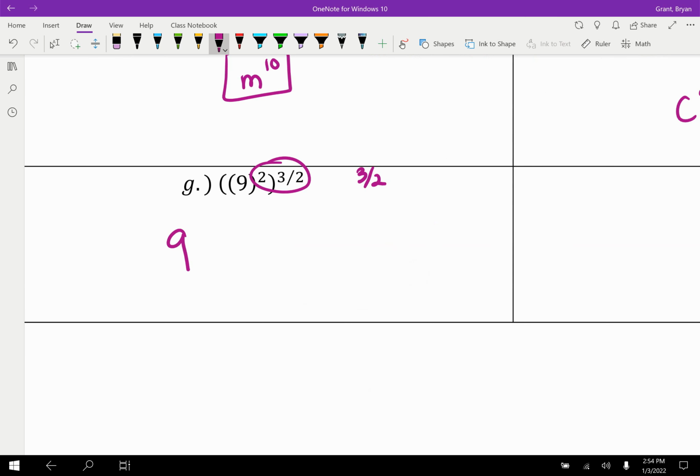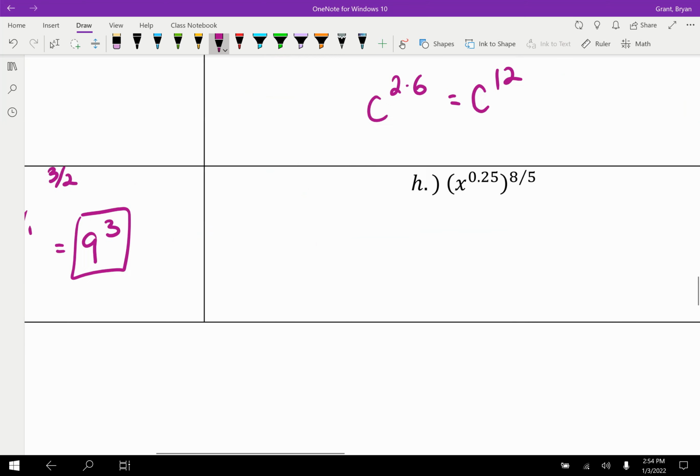It's going to be 9 to the power of 2 times 3 halves. Okay. You can do that on your calculator if you'd like, but it's not too bad to do without a calculator. 2 over 1, cross reduce. And so that gives us 9 to the 3 over 1 power, or just 9 to the 3rd power. Right? If you do 2 times 3 halves, you should get 3. And that's it. So let's try the last one.